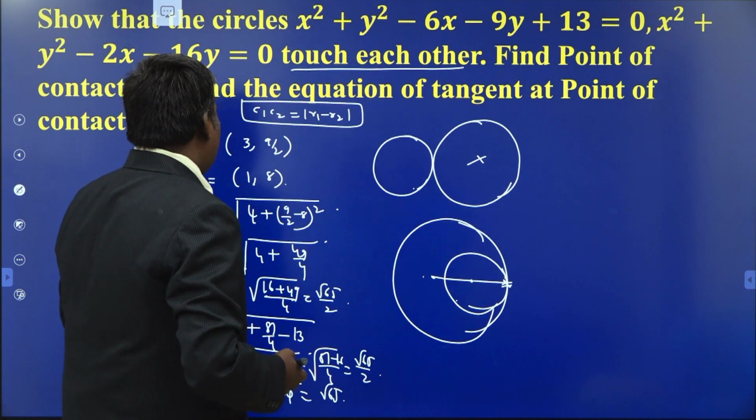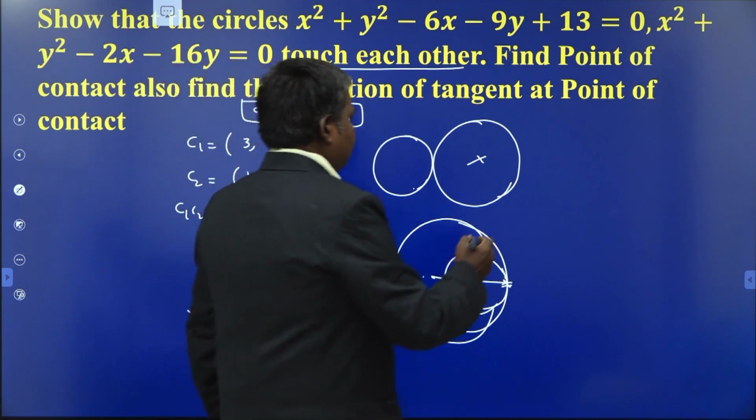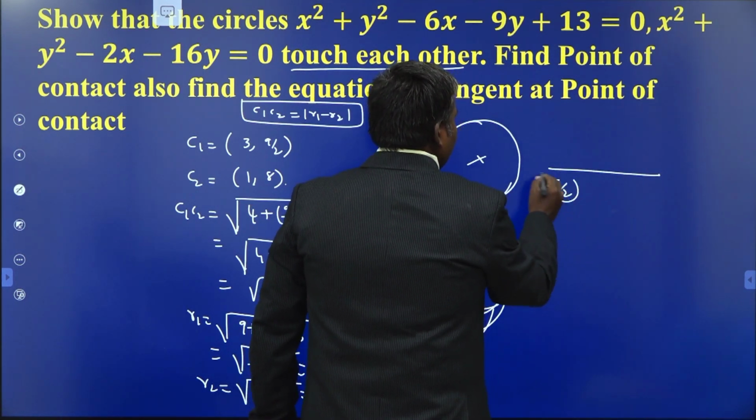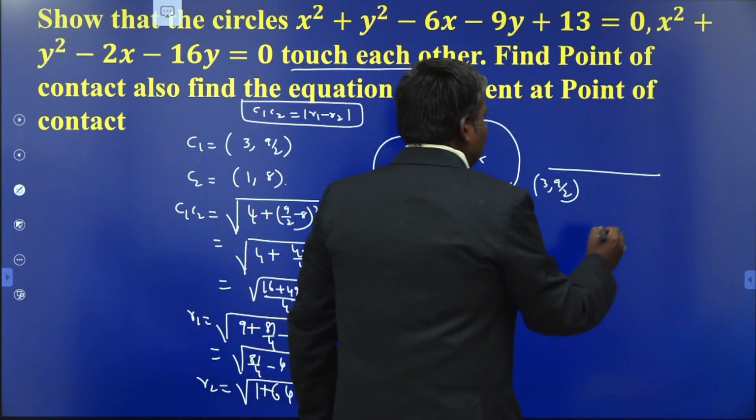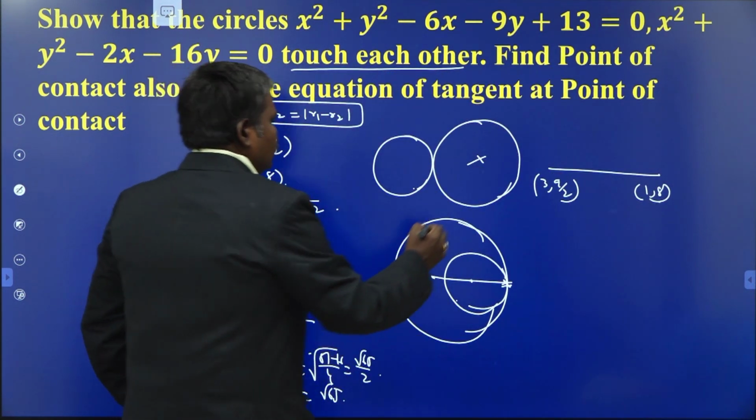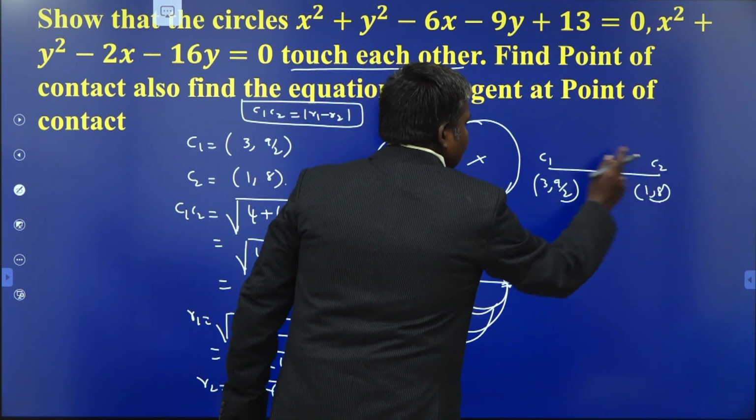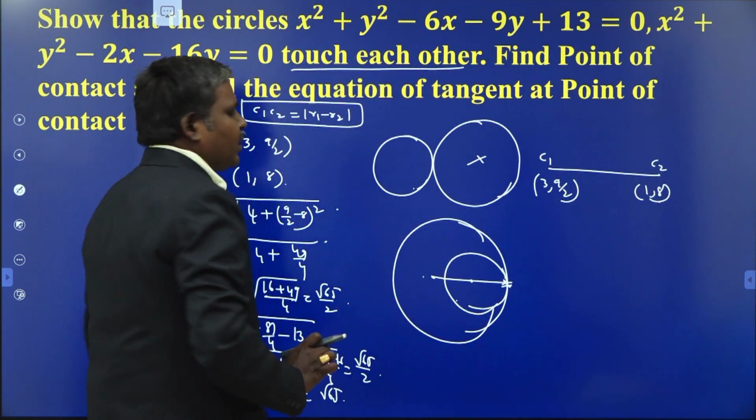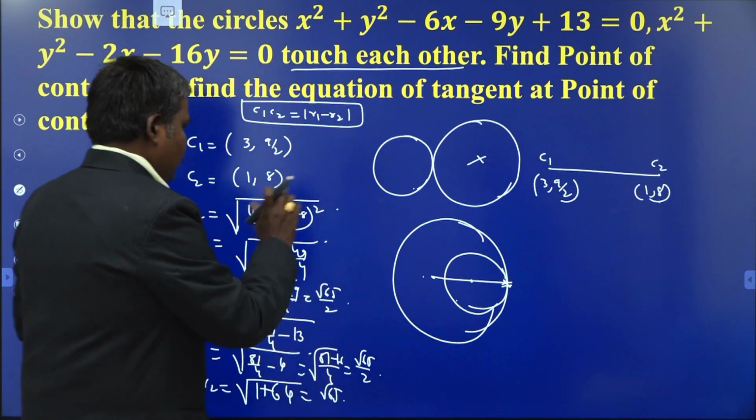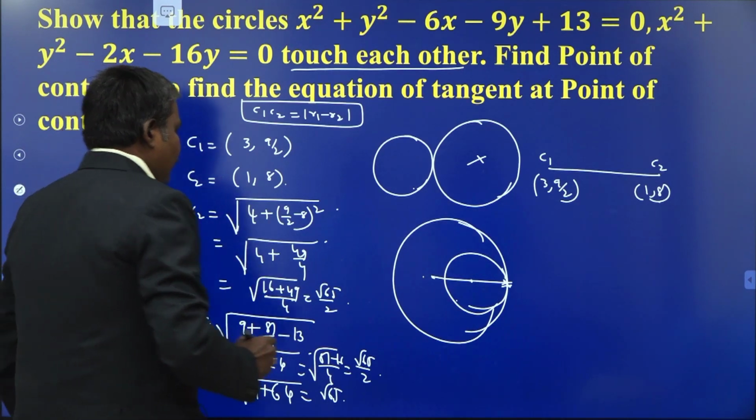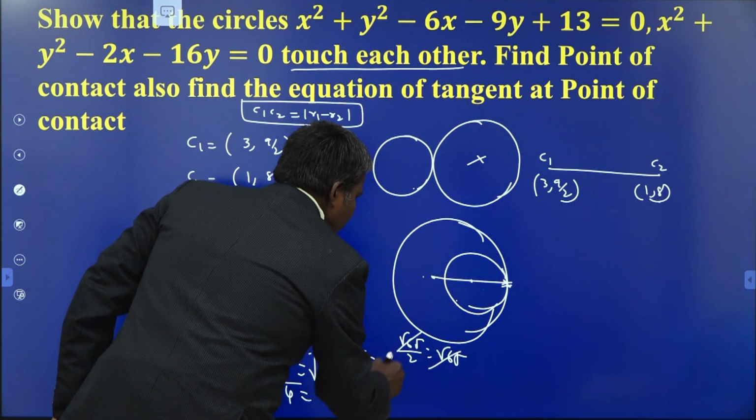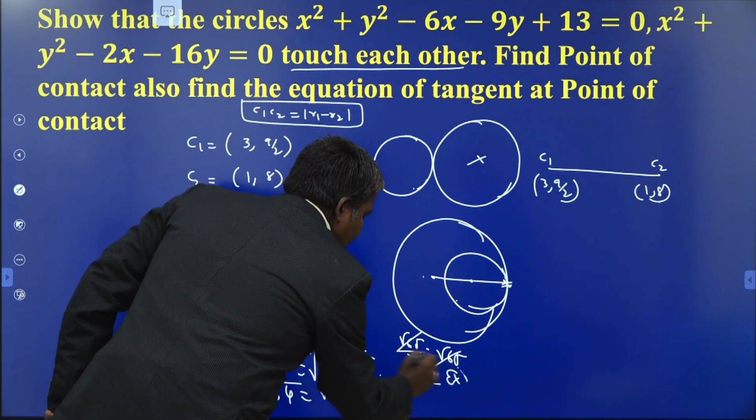So C1 is 3 comma 9 by 2, C2 is 1 comma 8. 3 comma 9 by 2 is the center of the first circle, and the center of the second circle is 1 comma 8. The ratio is what now? R1 is to R2. So see here, C1, C2 must and should be taken in this manner. Then only you have to write R1 is to R2. If you change C2 to C1, you have to write R2 is to R1. So you have to see that one. So root 65 by 2 is to root 65, we mean 1 is to 2, that is externally.